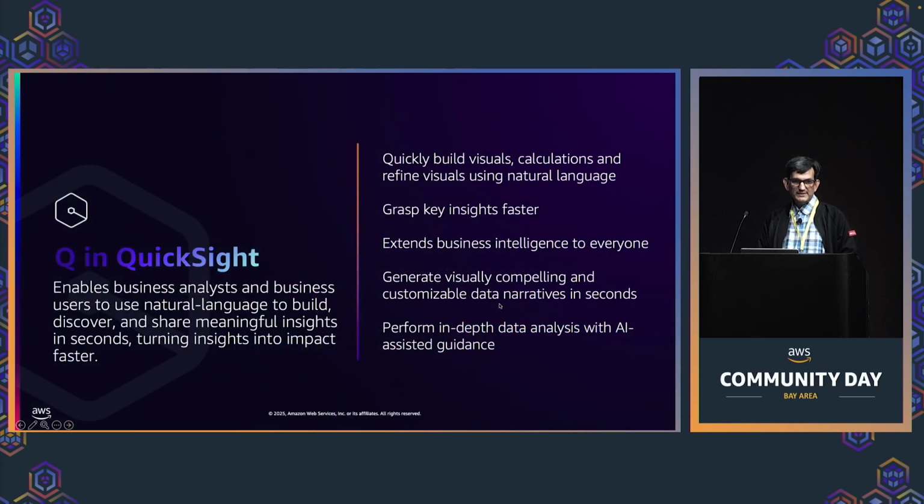Q in QuickSight is another service that enhances business productivity using generative BI capabilities to turn insights into impact faster and accelerate decision-making for you. You get new dashboard capabilities that allow business analysts to use natural language prompts to build visuals in seconds, build complex calculations with ease, and refine visuals instantly.